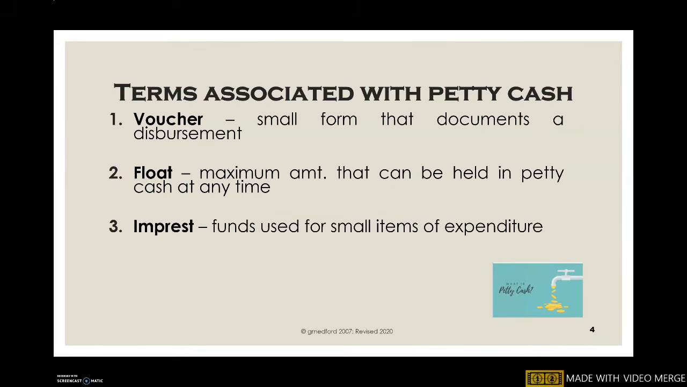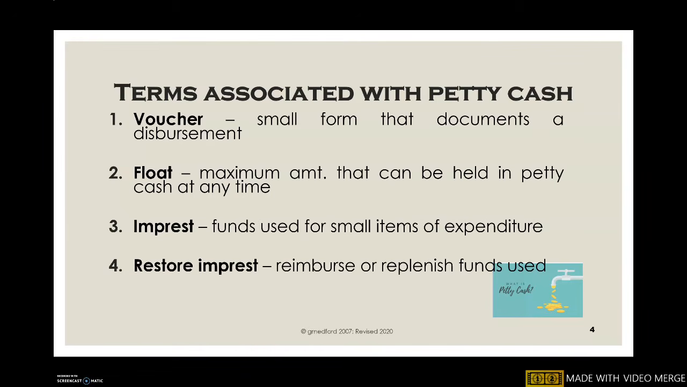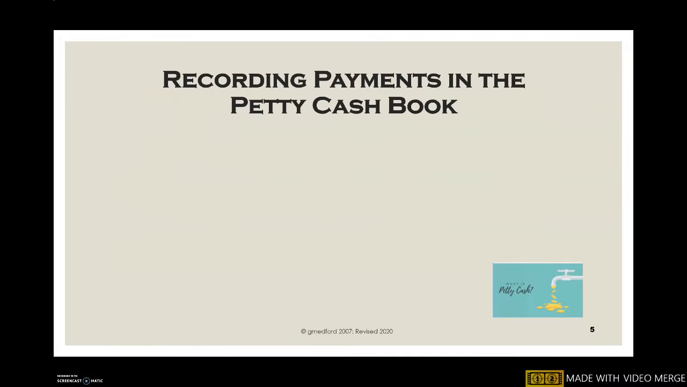Imprest. Imprest refers to a type of cash account maintained by an organization used for paying for small, incidental, or routine expenses. The petty cash system is kept or maintained on the imprest system. Restore imprest. This refers to the reimbursement or replenishing of funds which have been taken out of petty cash. The imprest is usually restored on a monthly basis.